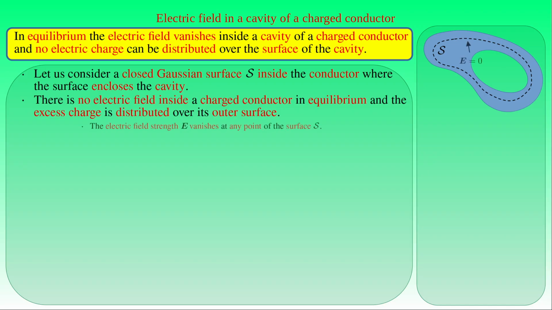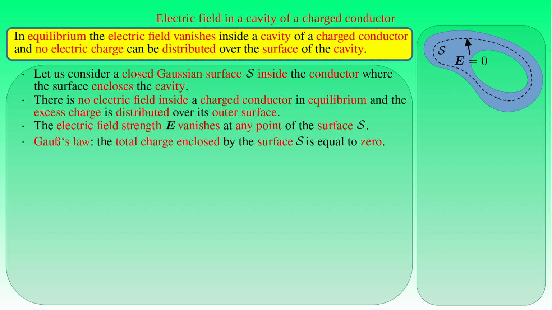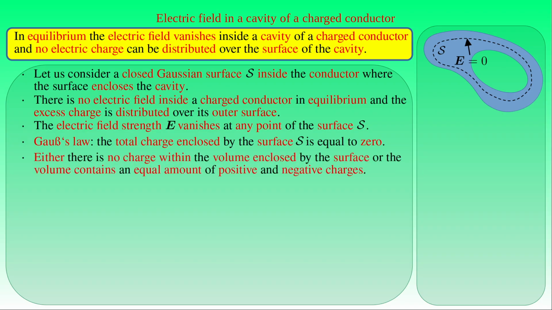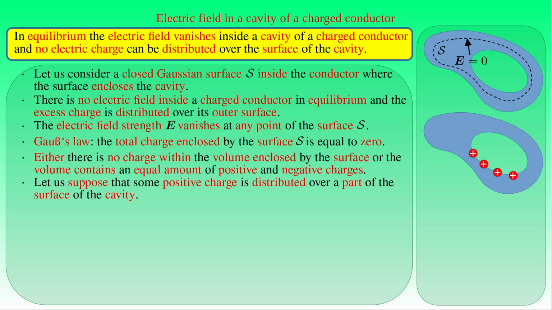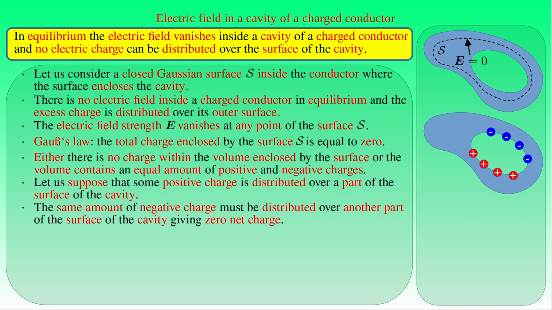Since the electric field strength E is equal to 0 at any point of the surface S, Gauss' law tells us that the total electric charge Q must be 0 within the volume enclosed by the surface S. The condition of vanishing net charge within this volume only demands that either there is no electric charge within the volume at all, or the volume contains an equal amount of positive and negative charges. In order to see whether positive and negative charges can exist over the surface of the cavity of the charged conductor in equilibrium, let us suppose that some positive charge is distributed over a part of the surface of the cavity. Then there must be the same amount of negative charge distributed over another part of the surface of the cavity, giving 0 net charge within the volume enclosed by the surface S.